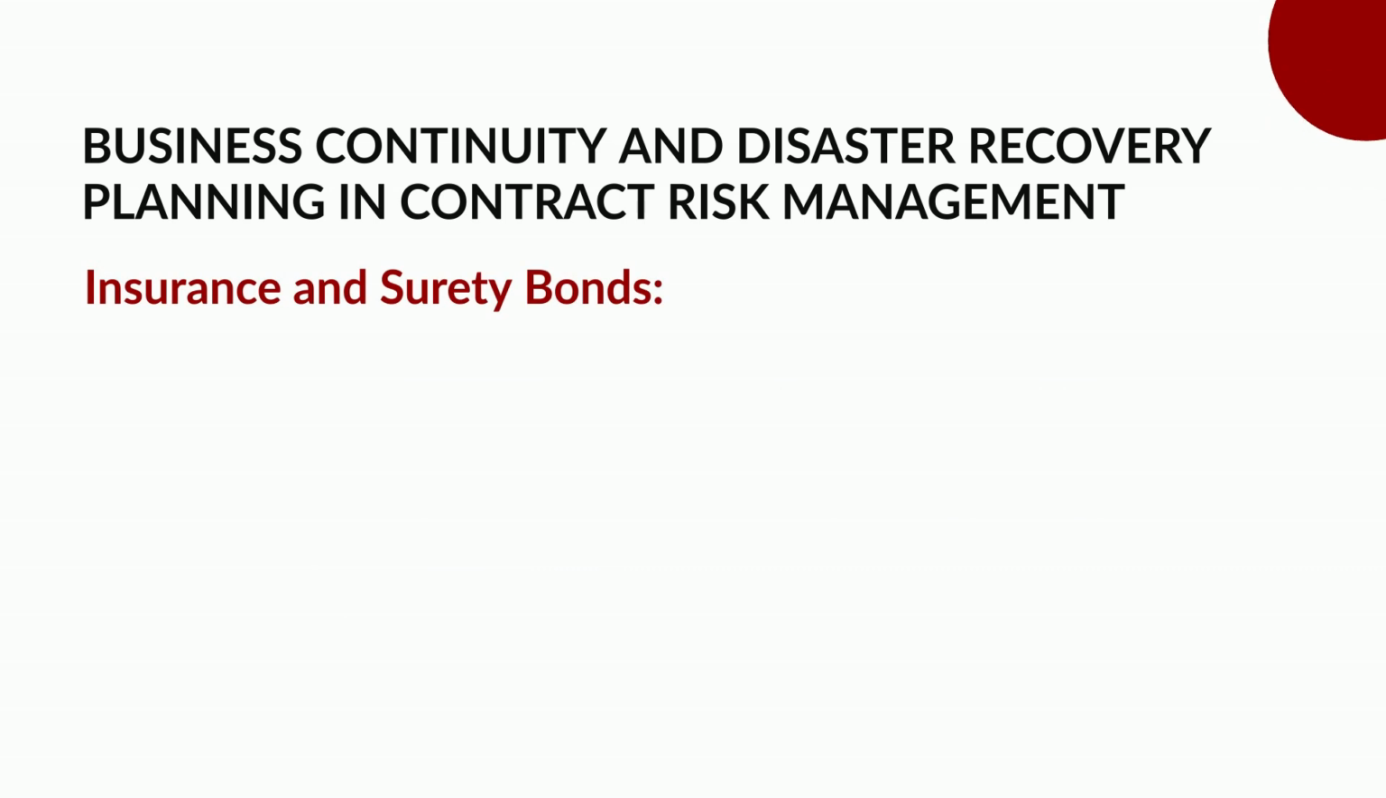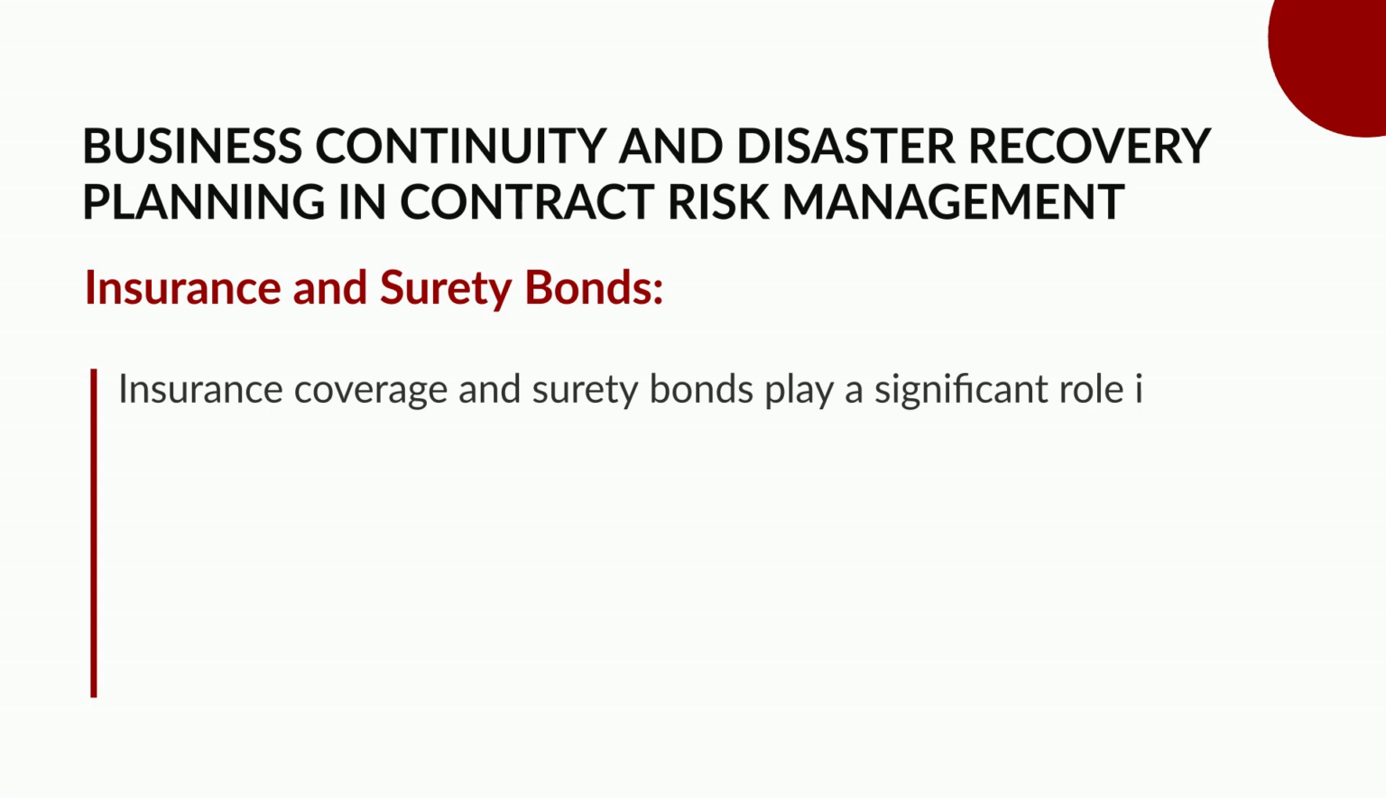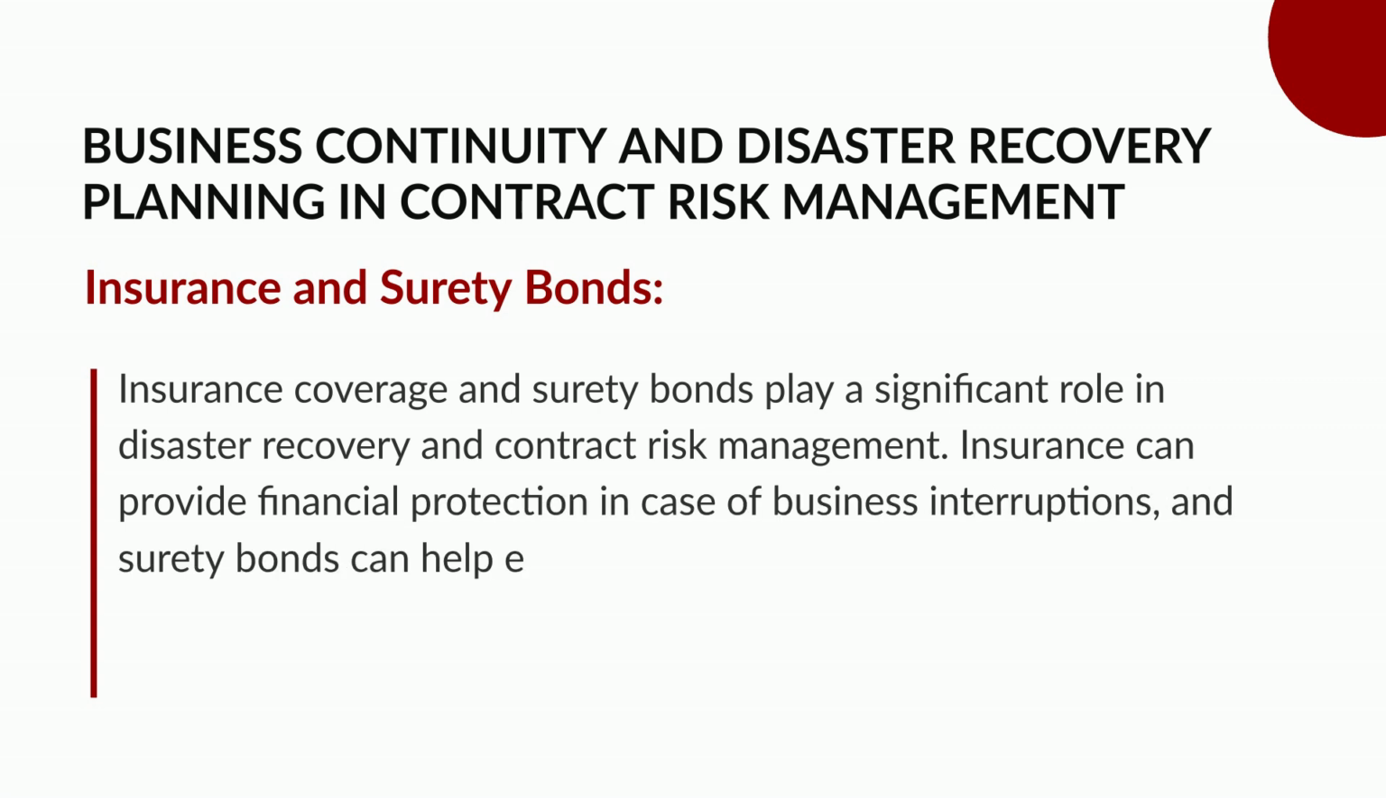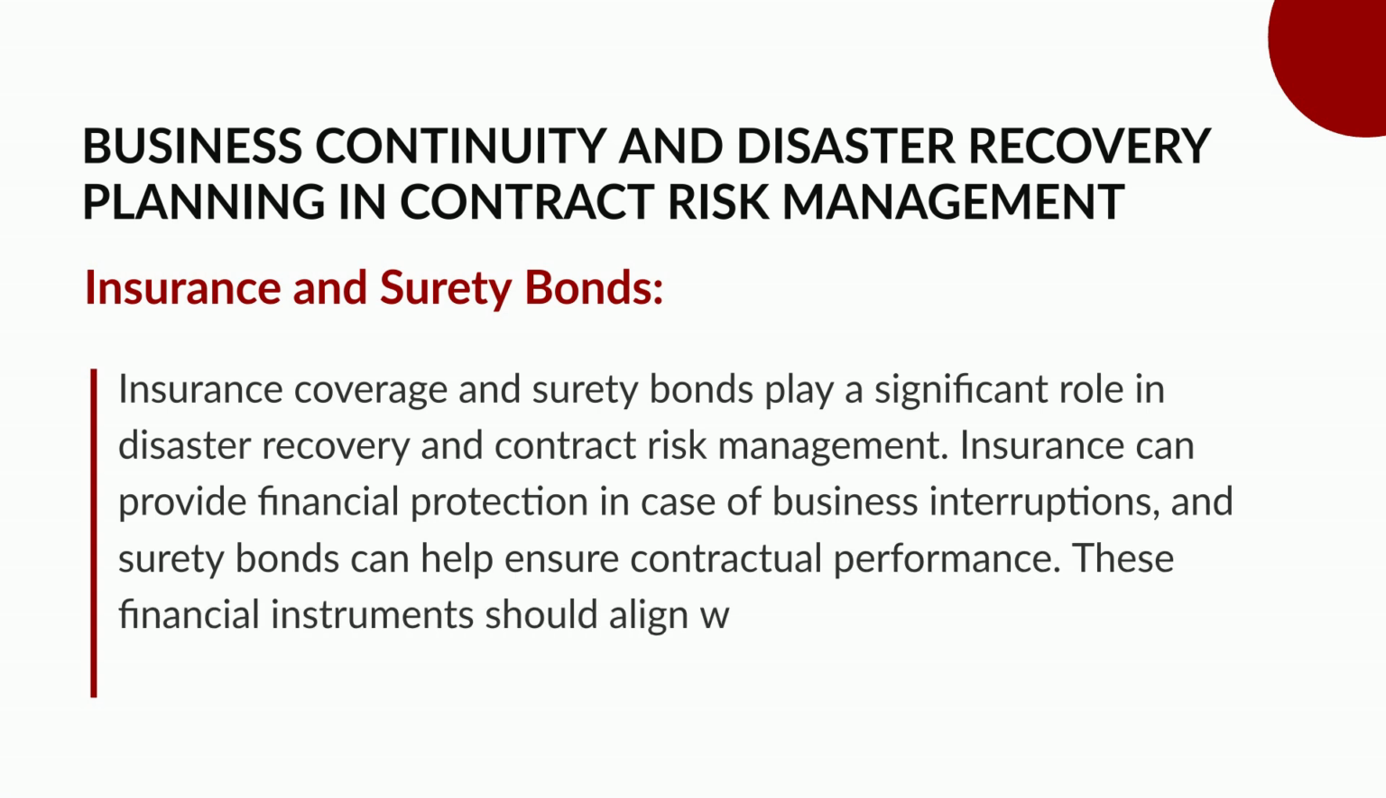Insurance and surety bonds. Insurance coverage and surety bonds play a significant role in disaster recovery and contract risk management. Insurance can provide financial protection in case of business interruptions, and surety bonds can help ensure contractual performance. These financial instruments should align with an organization's risk management and continuity strategies.